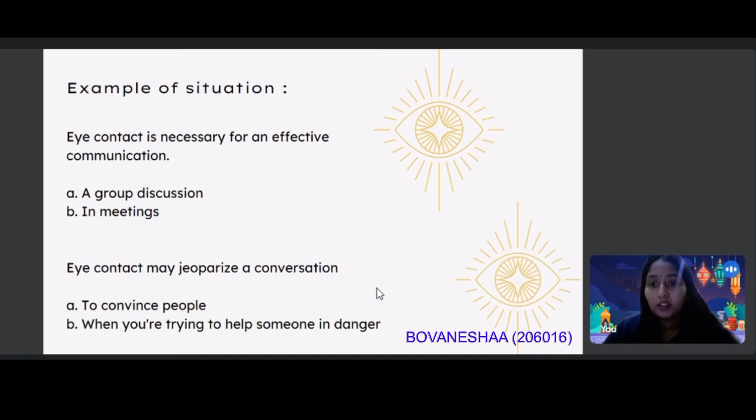And the next one is where eye contact might jeopardize a conversation. It is usually when trying to convince someone. When you are trying to convince someone, eye contact is actually jeopardizing that conversation. And when you are trying to help someone in danger, you usually don't speak, you try to give a signal through your eyes or through actions. So I think these two situations may jeopardize the conversation.